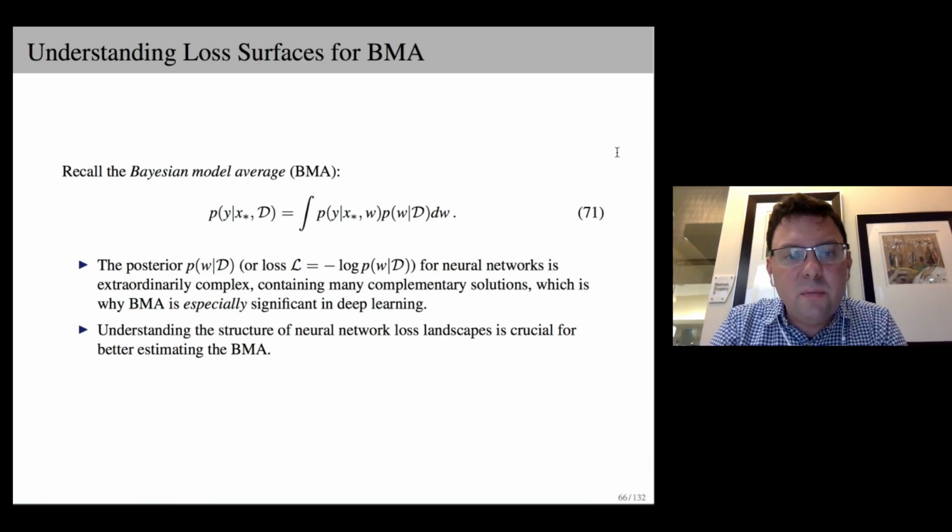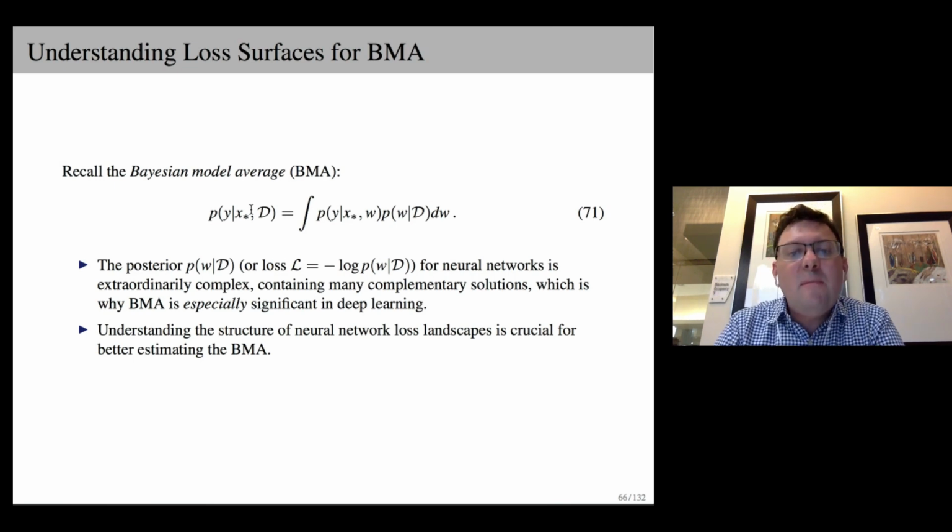In particular, recall that the Bayesian model average here, given by this integral, says that we want to use a conditional predictive distribution given W, weighted by the posterior distribution W given D, and integrating over all possible values of W. That's why it's called marginalization. We're not depending on W anymore. We've marginalized it out when we find this conditional predictive distribution. The posterior, W given D, often the loss is taken as the negative log posterior for neural nets, is extremely complex, containing many complementary solutions, which is why Bayesian model averaging is especially significant in deep learning, more significant for neural nets than for most other model classes.